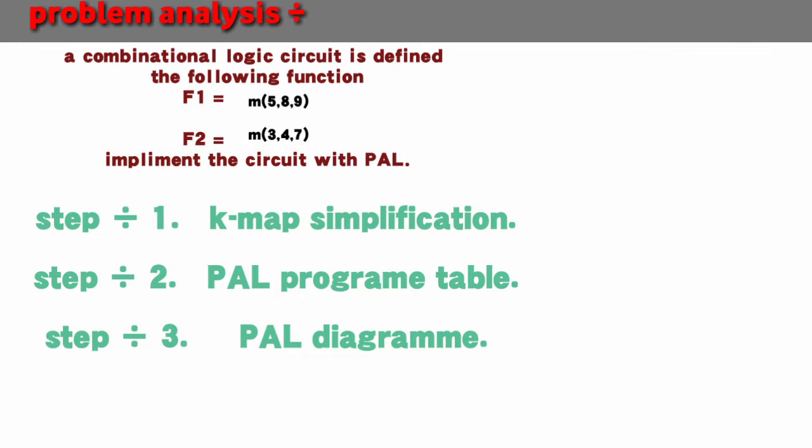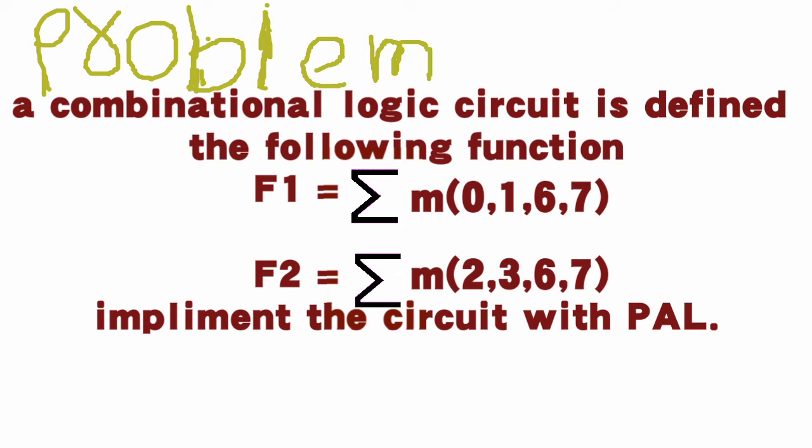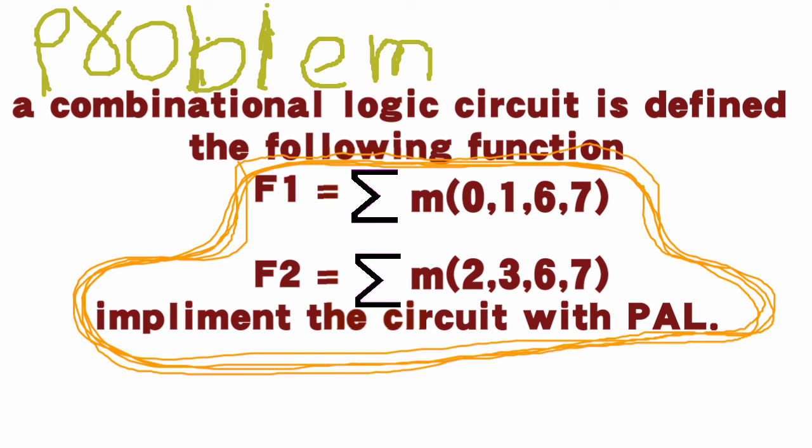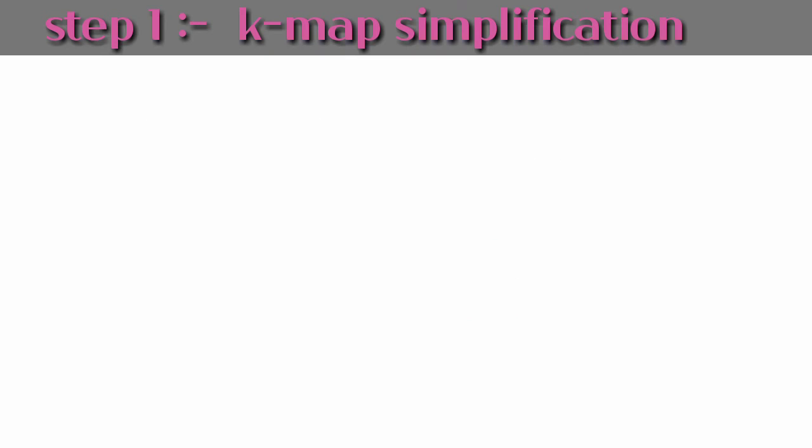Let us see the problem. In that problem they have given 2 functions and asked to implement the circuit with PAL. So let us solve the problem. The step 1 is K-map simplification. In the problem 2 functions are given, that is F1 and F2. Let us see the function 1 K-map.